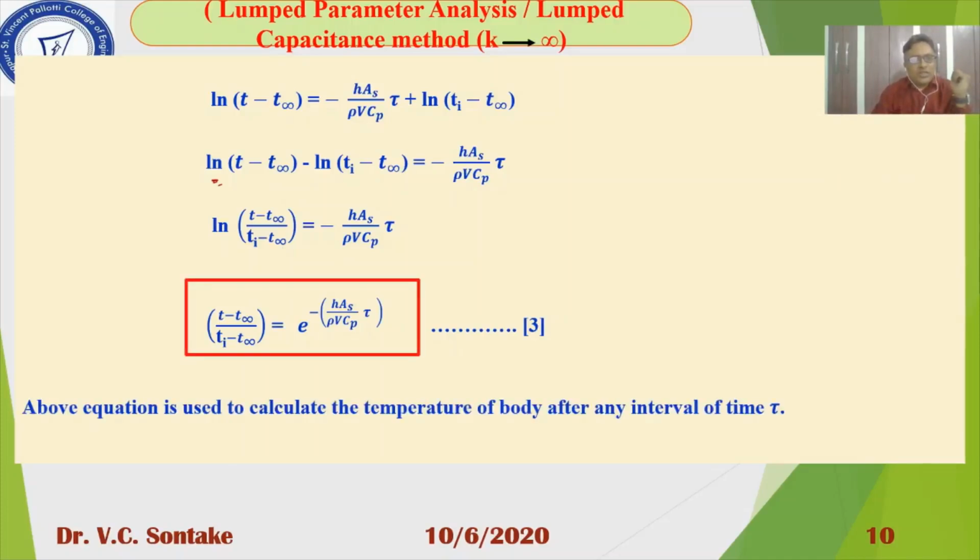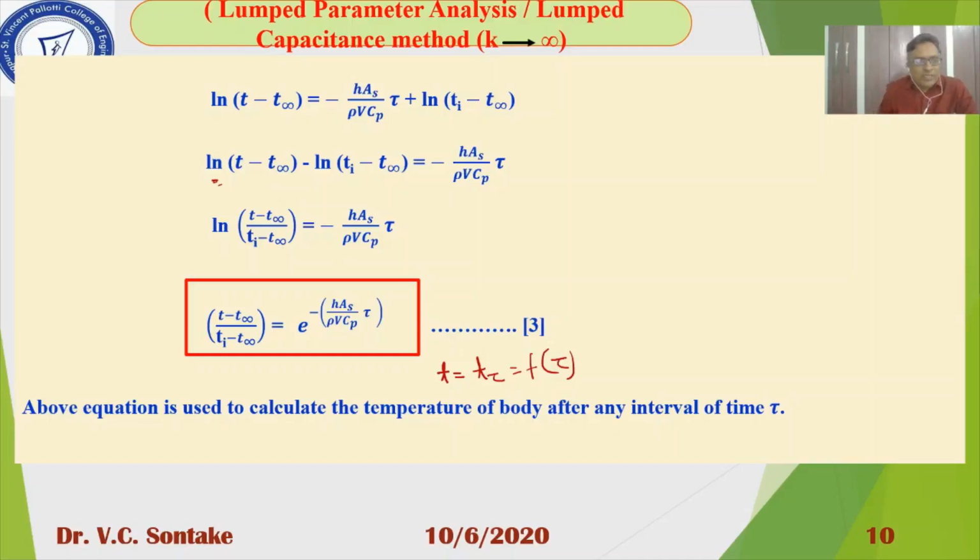So equation number 3 is nothing but an equation that can be used to calculate the temperature of the body undergoing Newtonian heating or cooling after any interval of time tau, where T is nothing but, I can also write it as T of tau, as a function of time. This equation is called the equation of lumped parameter analysis or lumped heat capacity analysis.